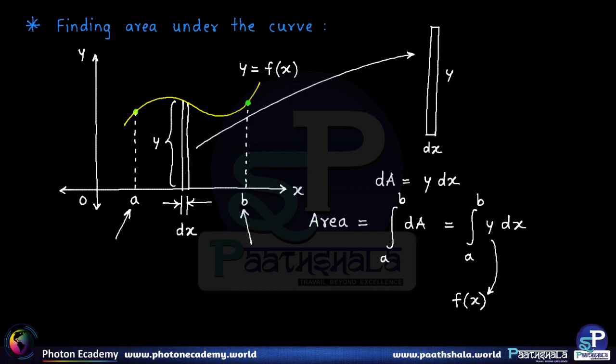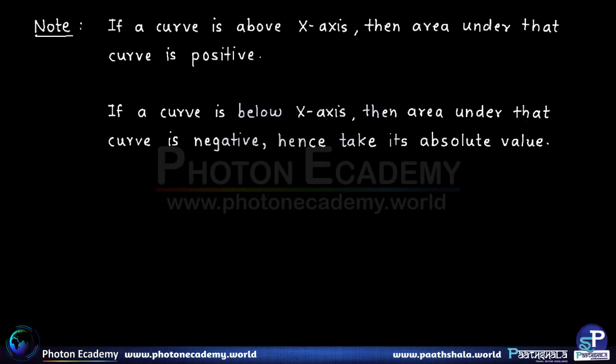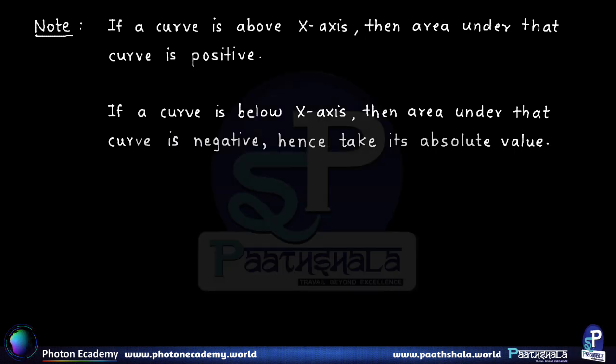Now let us see an important fact regarding the value of this particular area. On the next slide it is given as a note: if a curve is above the x-axis, then the area under that curve is positive. So numerically we will get that area as a positive number. But if a curve is below the x-axis, then the area under that curve will turn out to be a negative number. Therefore we have to take its absolute value, simply because area cannot be a negative number.